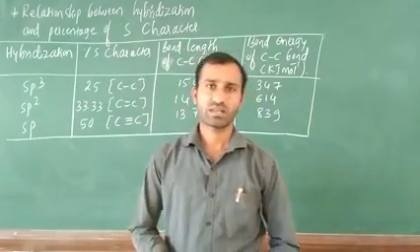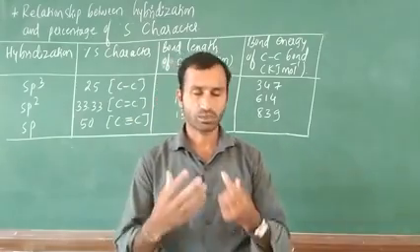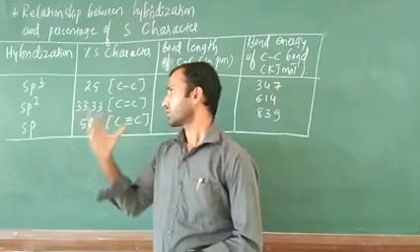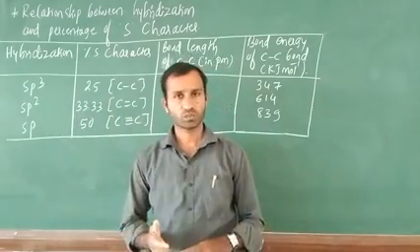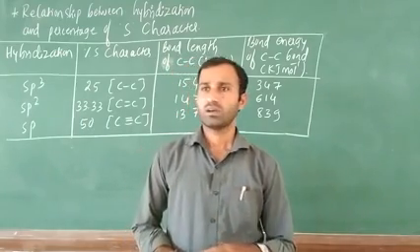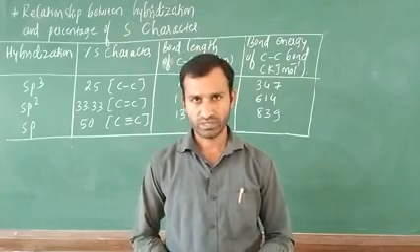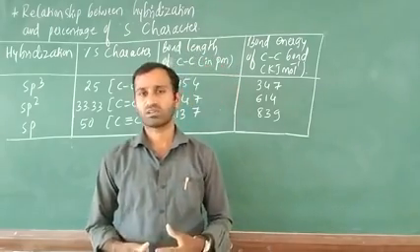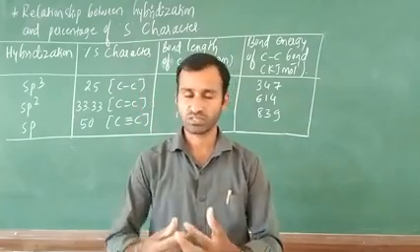As we discussed last class, hybridization of some of the hydrocarbons or carbon compounds. Three types of hybridizations are there: sp3, sp2, and the next one is sp hybridization. What is the bond angle of sp3? 109 degree 28 minutes. The structure or geometry of sp3 hybridization is tetrahedral.